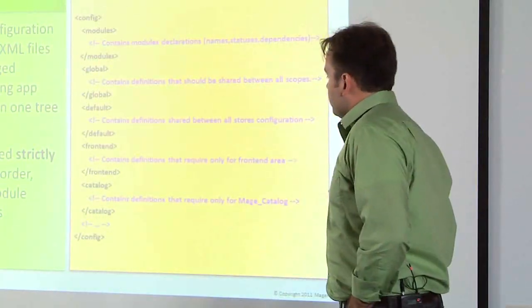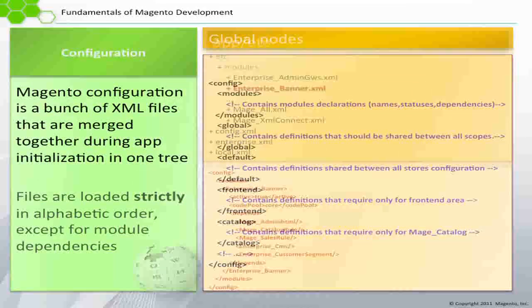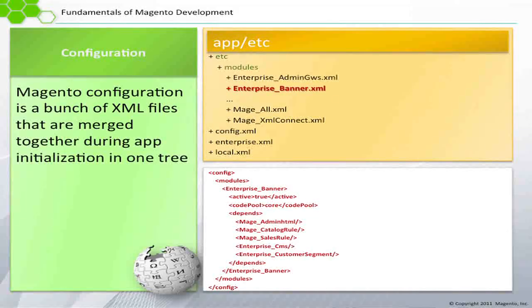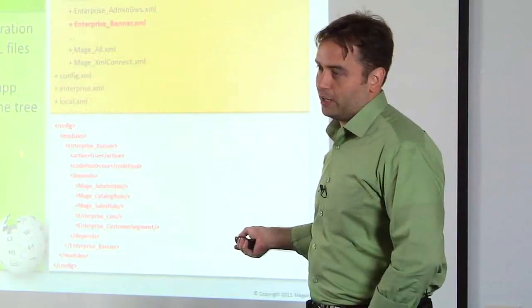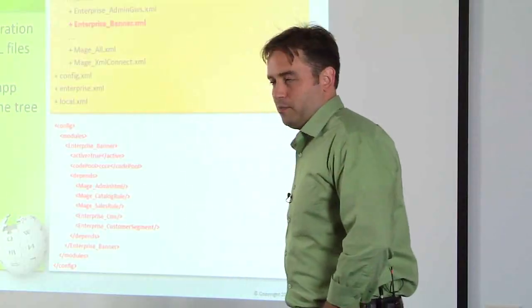One thing to note here, these files are loaded strictly in alphabetical order, unless you declare a module dependency, in which case some other module's configuration will be loaded first. So in this case, admin HTML, catalog rule, sales rule, enterprise CMS, enterprise customer segment configuration files would all be loaded before this one. That's one of the effects of setting up a dependency.